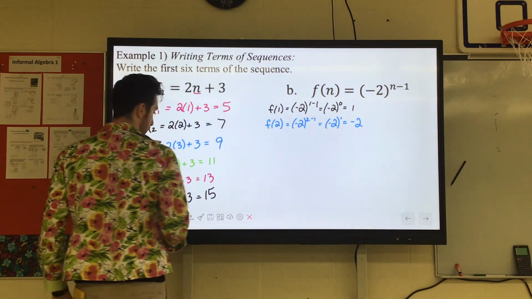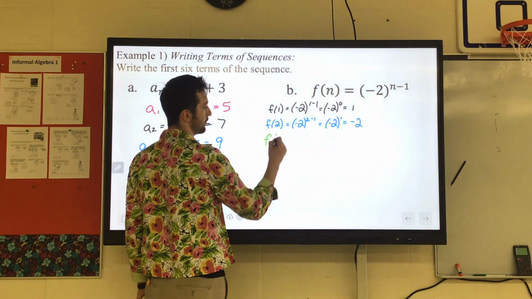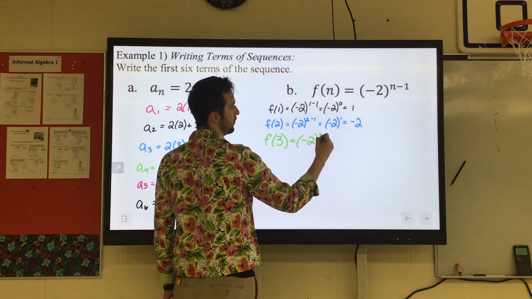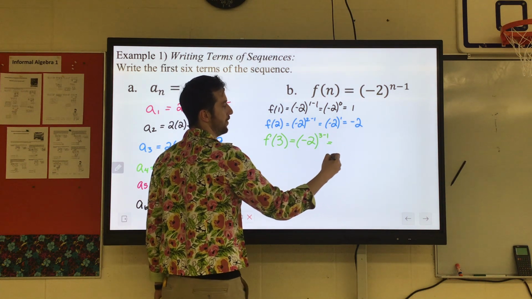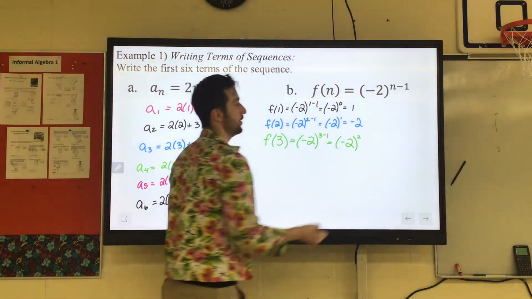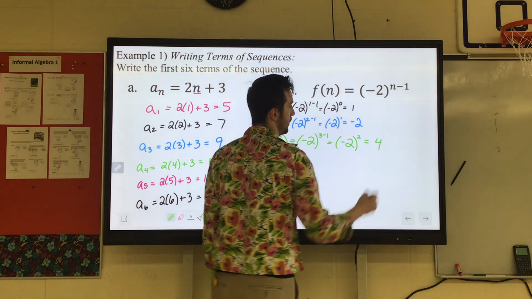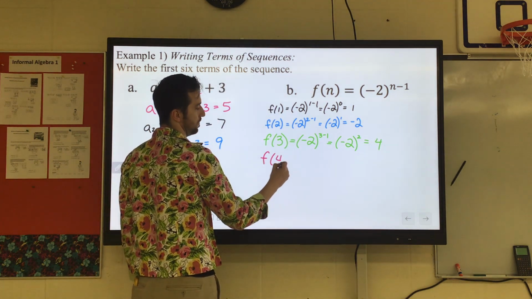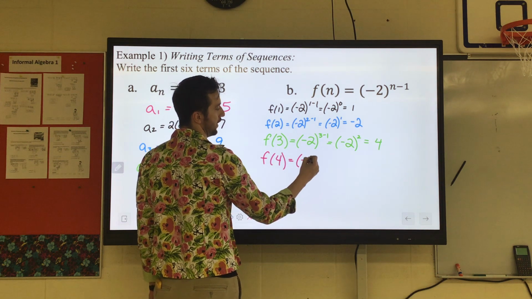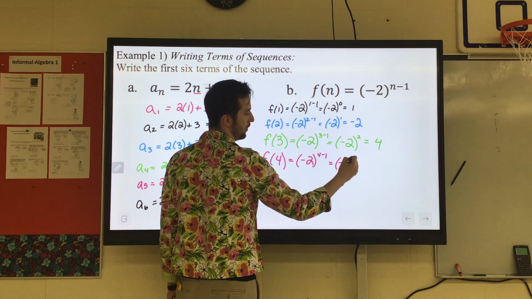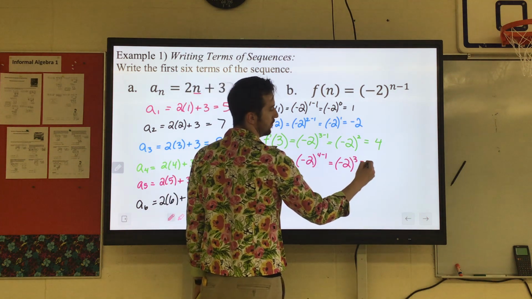All right. Third term. Negative 2 to the 3 minus 1 power. 3 minus 1 is 2. Negative 2 to the second power is positive 4. We got to do that 3 more times. The fourth term is negative 2 to the 4 minus 1. That would be negative 2 to the third, which is negative 8.